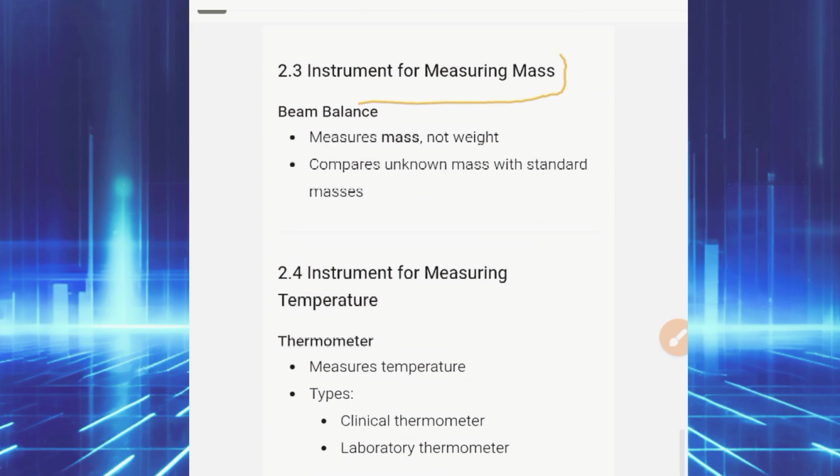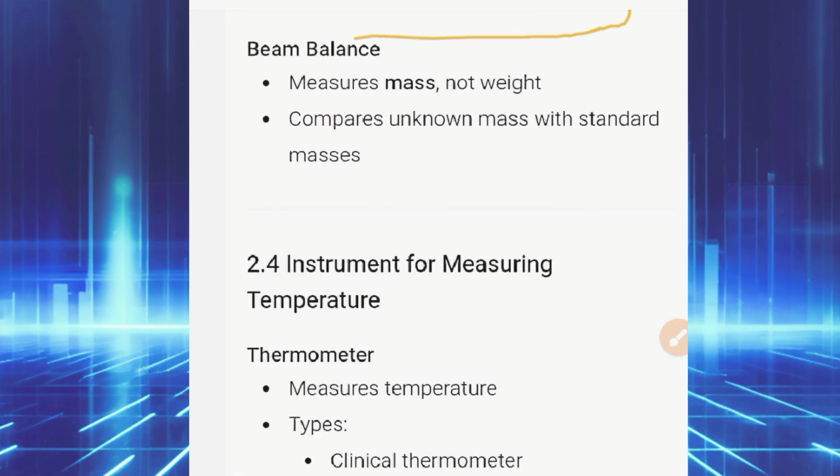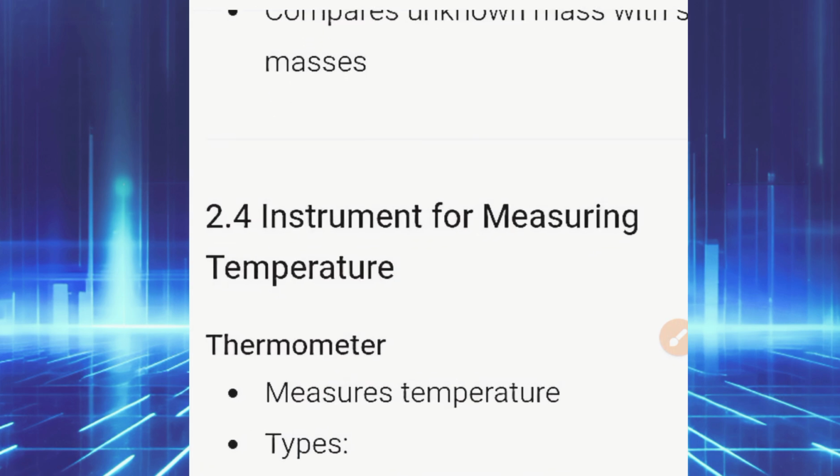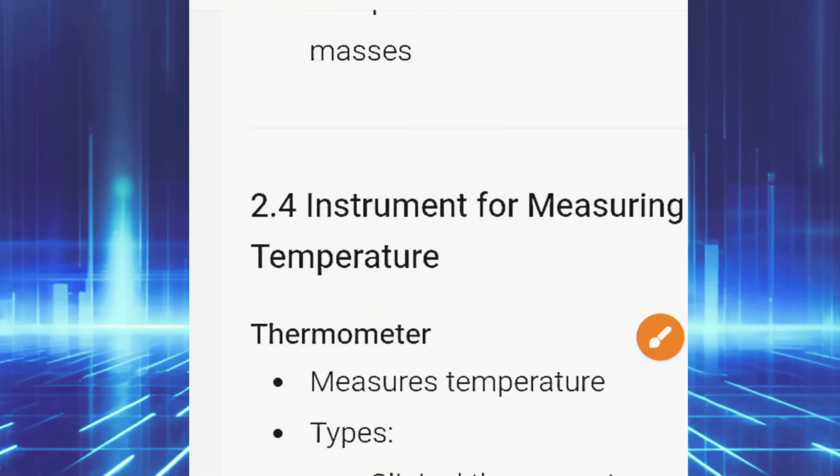So we also have the thermometer. In case you are asked to state the instrument used for measuring temperature, what are we going to say? It is the thermometer. Don't forget, it is the thermometer.